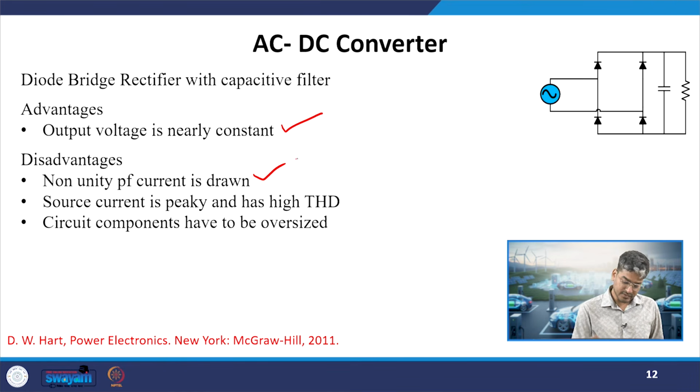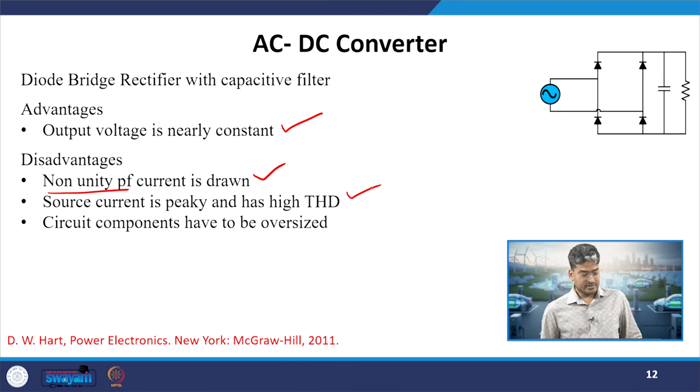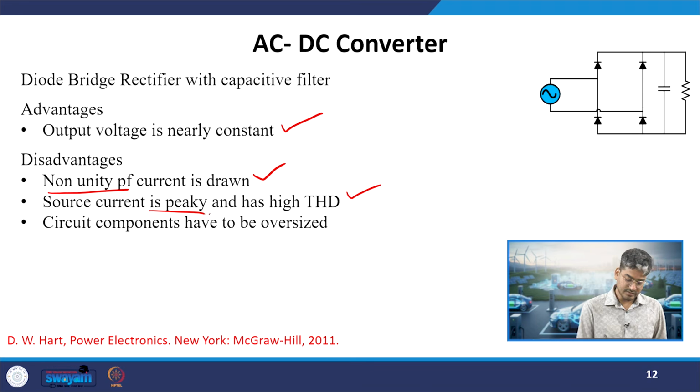Okay. So, the power factor, or the current which is drawn from the supply, is highly distorted. So, it has a huge amount of reactive power. So, it is a non-unity power factor. It has high THD, or harmonics are very high. The source current is peaky. Instead of the sinusoidal current which we require from an AC supply, we are drawing peaky current.